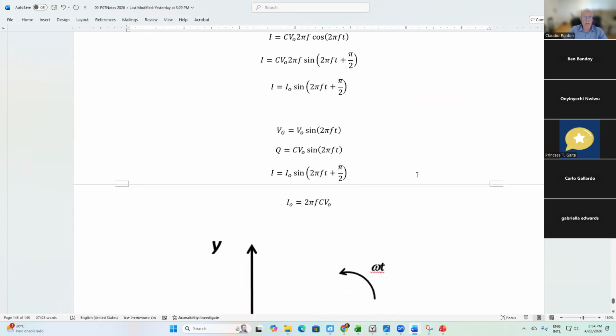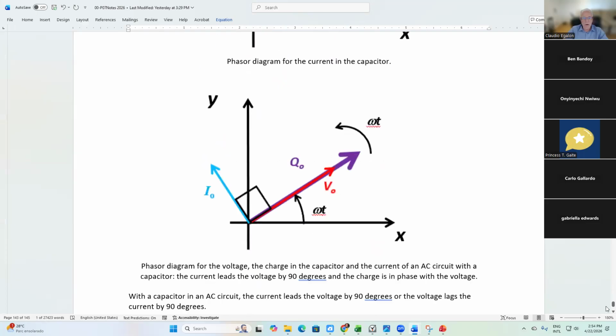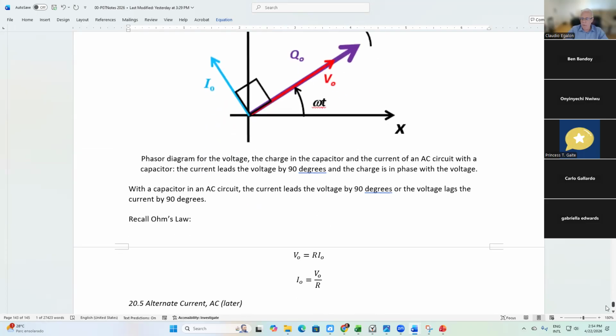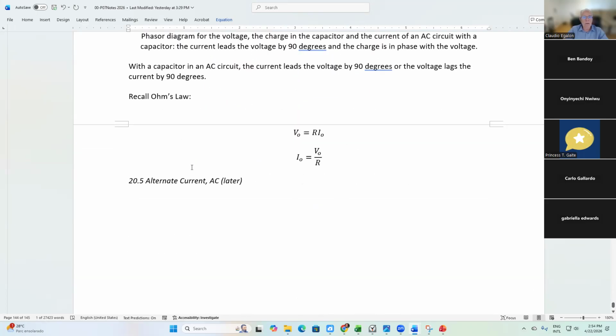And I want to go back right in here. See I naught right in here? R I naught. And here you go, V equals R I. I'm going to play a little bit with this relation that you see right in here. Recall Ohm's law: I naught is equal to V naught over R.